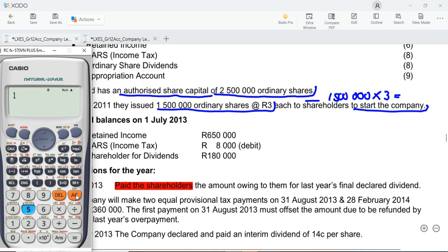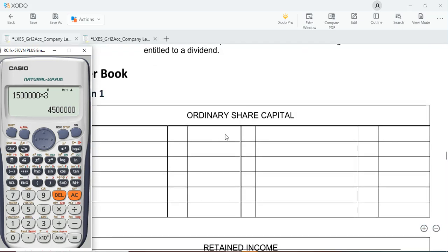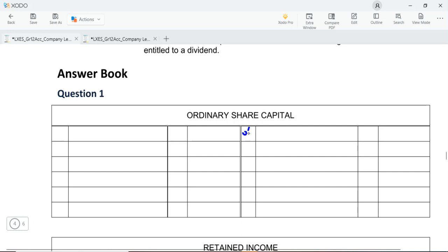1,500,000, and then we multiply it by 3. Let's see how much we're getting. It is giving us 4,500,000. Now we need to ask ourselves, what does this mean to us? This means that at the beginning of the year, this company had 4,500,000 raised from shares. So we're going to write 1 July 2013, and then we would have the balance brought down, and the amount will be 4,500,000.